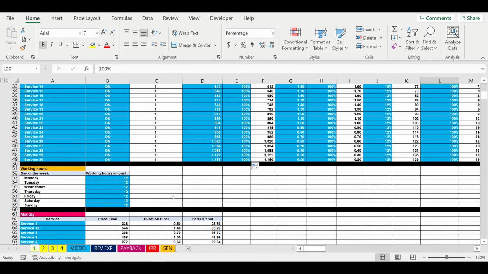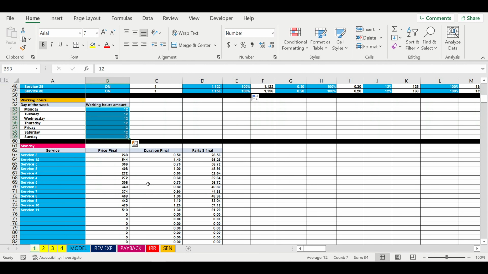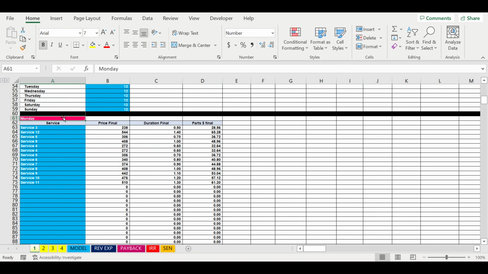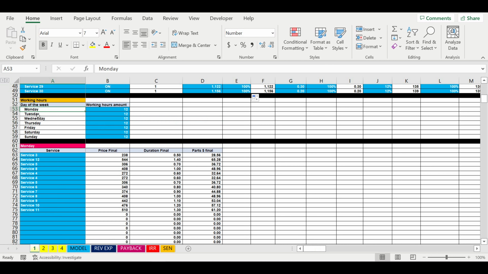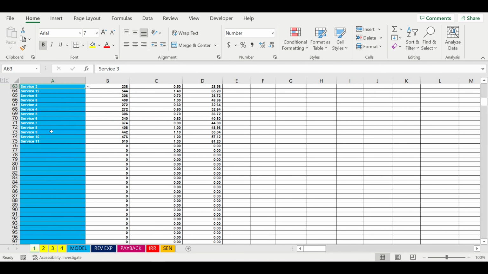So what are we doing next? Then we specify how many hours we are working per day. For Monday, Tuesday, Wednesday, we're doing the schedule. Then what we're doing next, we are taking each day of the week, and we're just trying to create some typical work day consisting of different services.